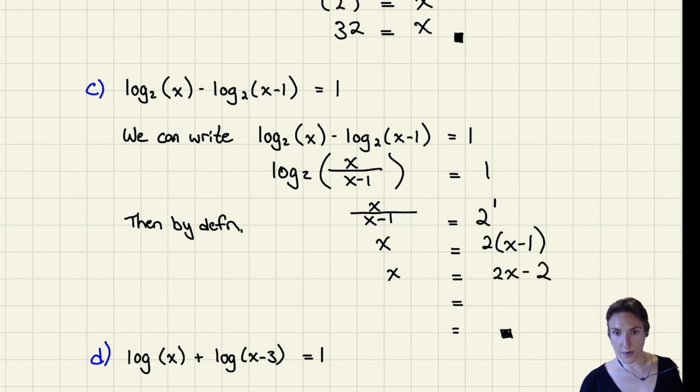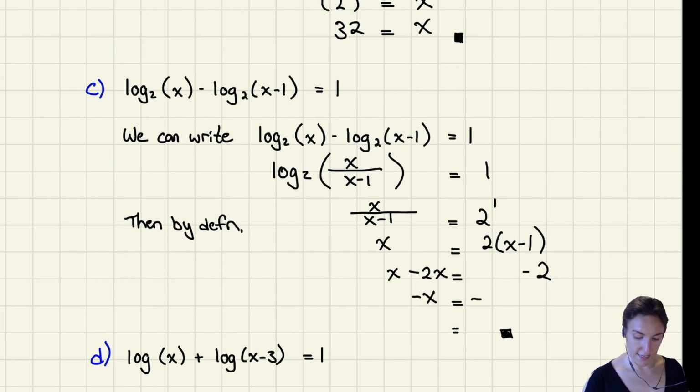I can bring all of my x's over to one side, to the left side, and I can magically do it like this. Okay, so x minus 2x is equal to negative x, negative 2. The negatives cancel each other out.